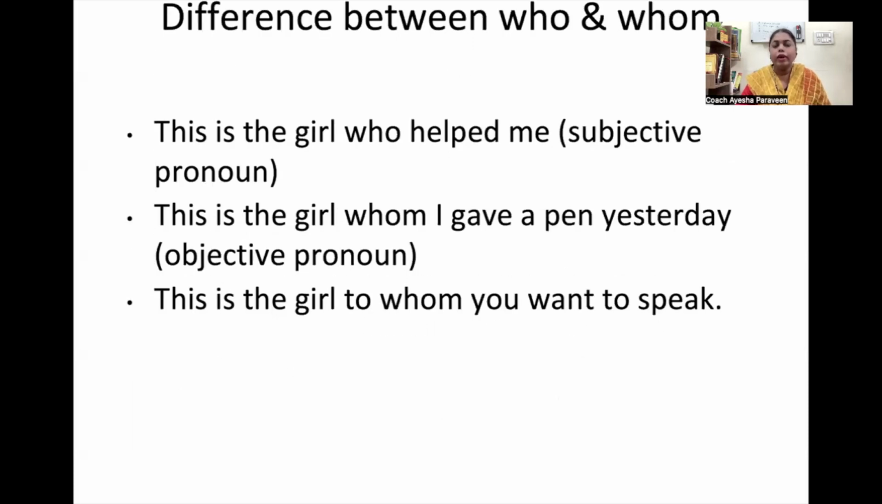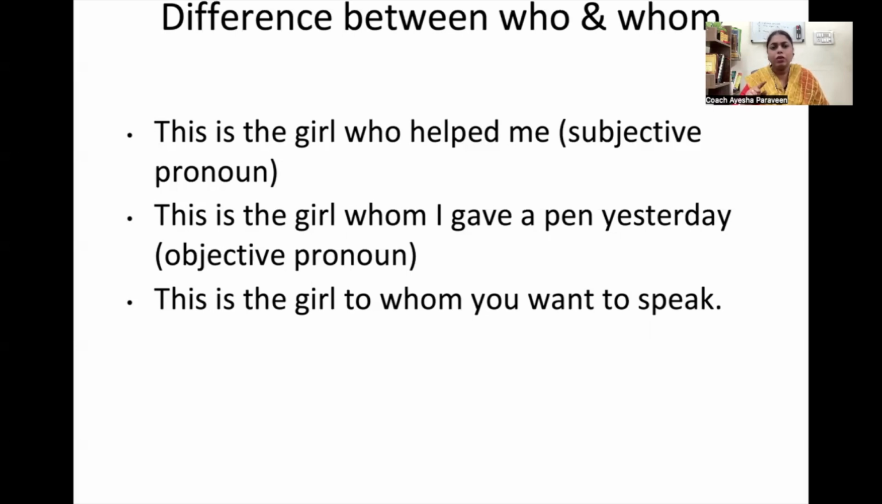Difference between who and whom: in both, with who also we talk about people, whom also we talk about people. This is the girl who helped me, subject pronoun. This is the girl whom I gave a pen yesterday, objective pronoun. See, now here, in the first sentence we used who, and in the second sentence we used whom.